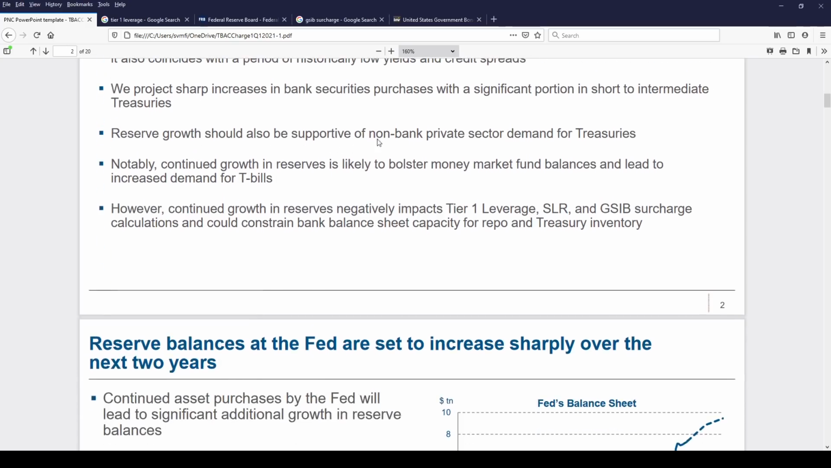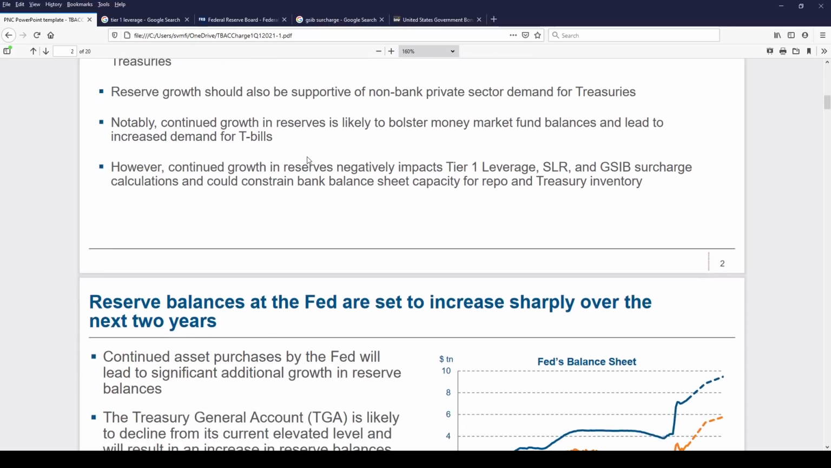Reserve growth should also be supportive of non-bank private sector demand for treasuries. So saying even outside of the banking system, there should be an increase in demand for treasuries. Notably, continued growth in reserves is likely to bolster money market fund balances and lead to an increased demand for T-bills. This is part of the problem that's going on right now, is the increased demand in T-bills, and as you'll see, the reduction in issuance.